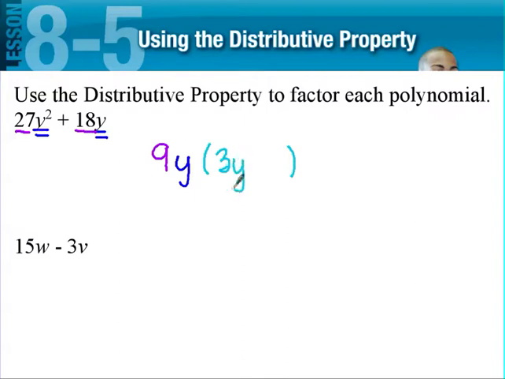Y. Next is your plus sign. Once again, I have to think, what number times 9 gives me 18? 2. I've already taken a y out, so if I take a y from a y, what am I left with? Nothing. So this is how we would use the distributive property to factor that polynomial.